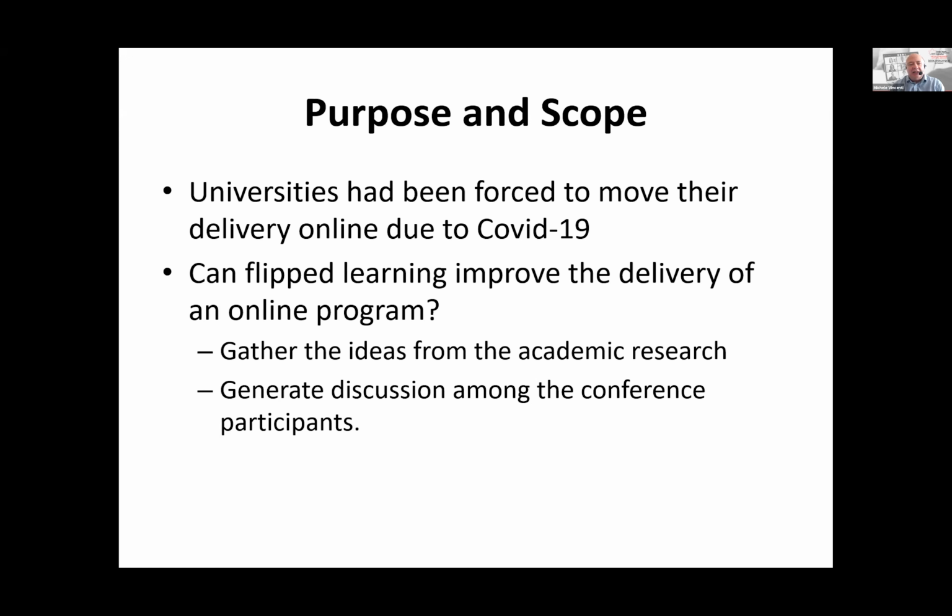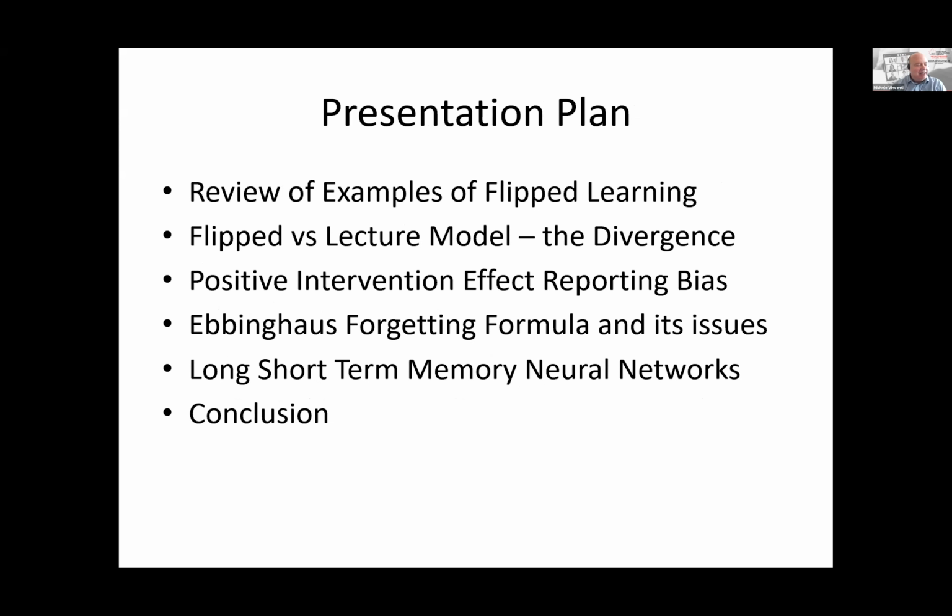What we did was look at secondary research, and we are counting on you for comments and suggestions on how the research should move forward. Here is the presentation plan. I'm going to show you a review of examples. We gathered information about four major examples regarding our topic. We look at the divergence that we found, and then at the positive interventions.